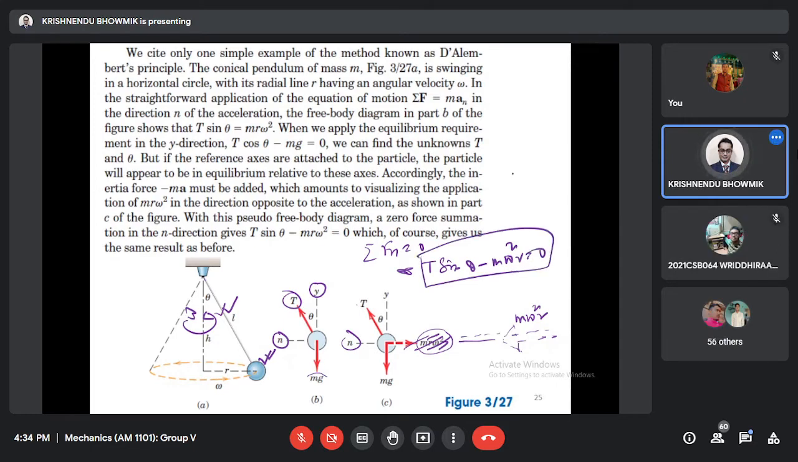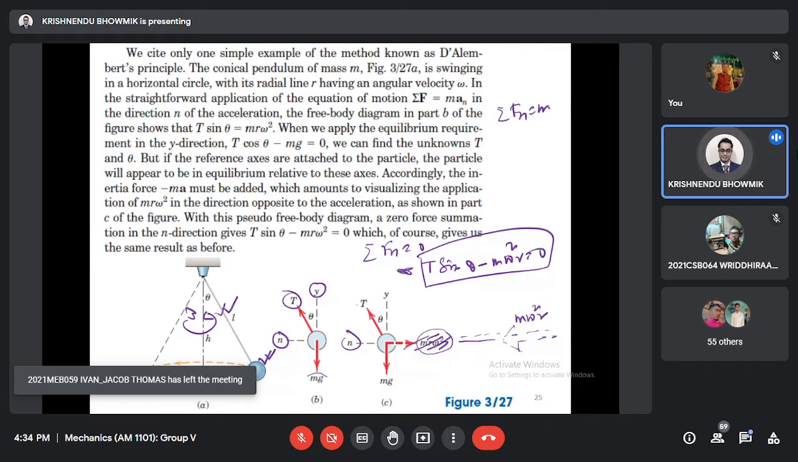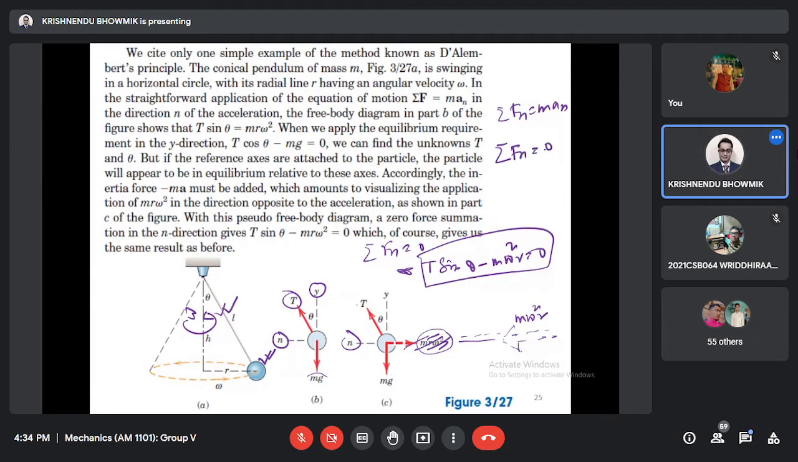Earlier we wrote Fn equal to m a n, but here we are writing Fn equal to 0, although it is a dynamic problem with some acceleration. How? Because this acceleration has been considered by the pseudo force using D'Alembert principle. Have you understood this one?